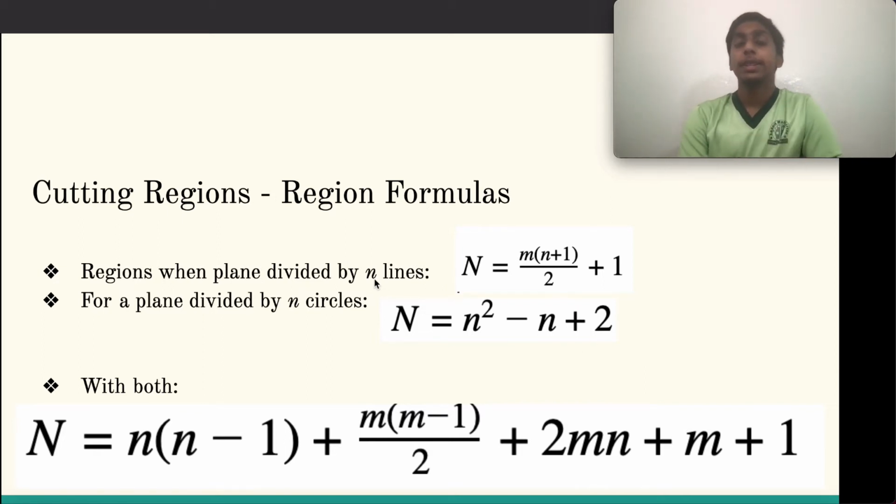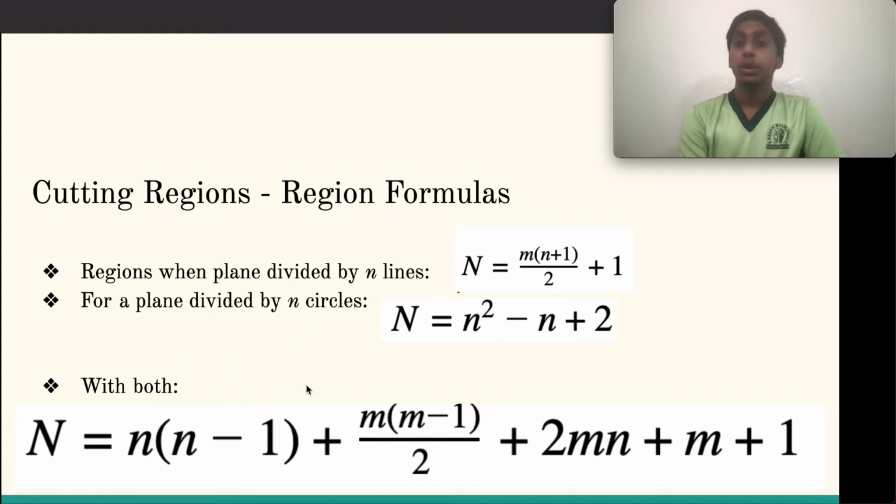So when your plane is divided by little n lines, where little n is just the number of lines here, it's going to be n times (n plus 1) over 2 plus 1. Again, n times (n plus 1) over 2 plus 1. That's how you calculate it, and into this formula you just plug in your n, which is the number of lines you have. Now, for a plane divided by n circles, if they ask you how many regions there are, you can just use this formula, n squared minus n plus 2. So again, little n is your number of circles.